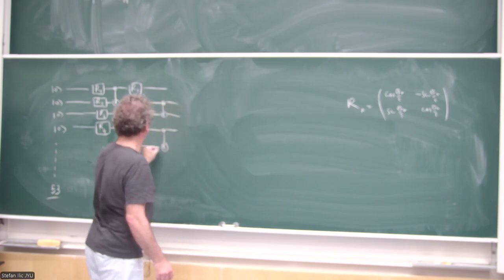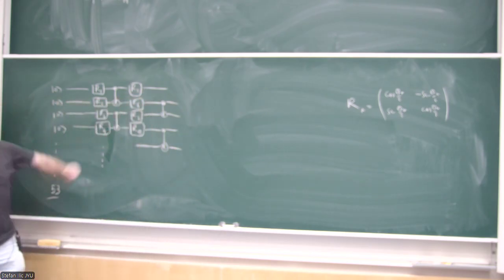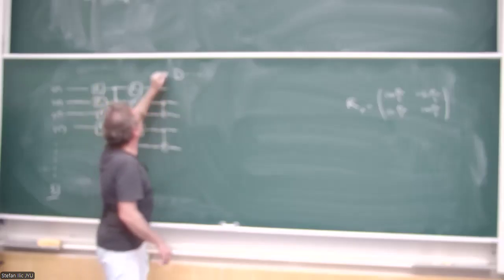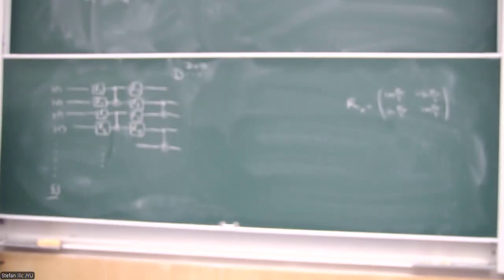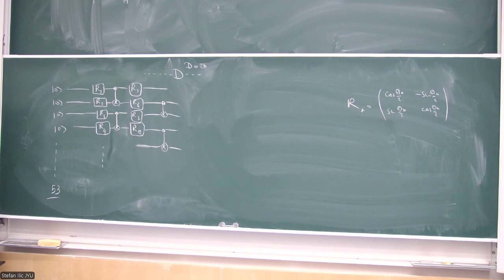You do it once over even, once over all the pairs. And you continue like that, and you put D layers. And typically in the experiment, I think D was equal to 20. Okay? You get a state at the end.